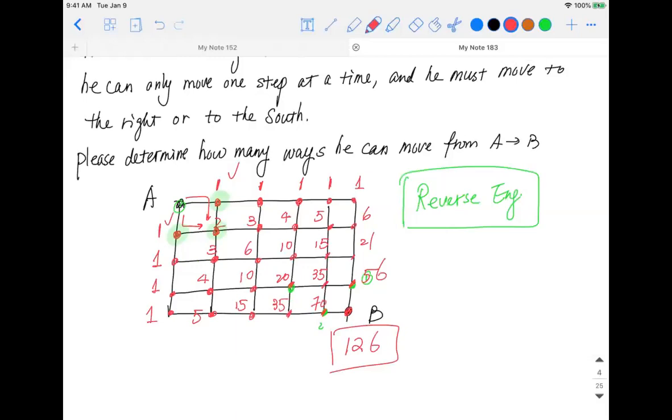So all the way B has a point 126, means there are 126 ways to go from A all the way to B. You see, there's no technology here. You're just basically doing the counting, right? You're listing them one by one. So this is actually solution one for this problem.